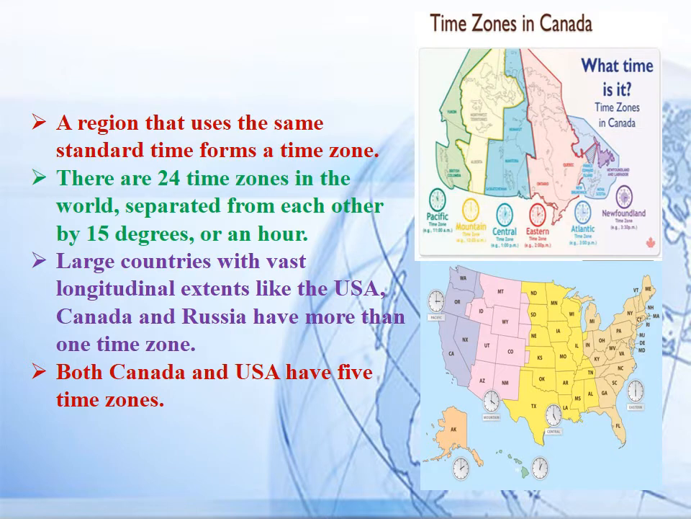A region that uses the same standard time forms a time zone. There are 24 time zones in the world, separated from each other by 15 degrees or an hour. Large countries with vast longitudinal extents like the USA, Canada, and Russia have more than one time zone. Both Canada and USA have five time zones.